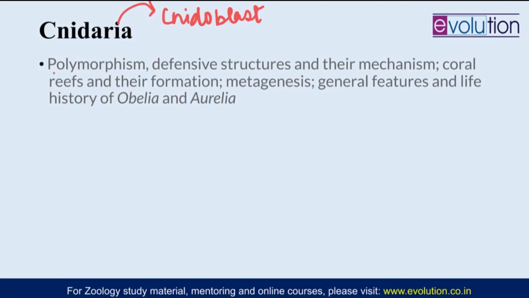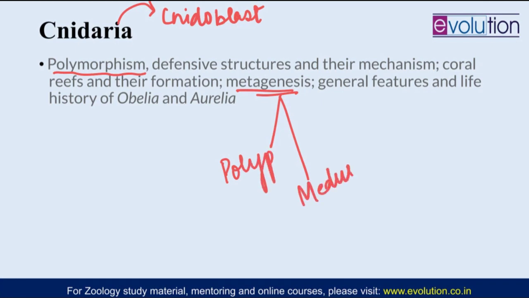So polymorphism is a very important topic, because under Cnidaria there is a very important phenomenon called metagenesis. Metagenesis is that there are two main forms in the life cycle. One is polyp and the other is medusa, and polyp reproduces asexually to form medusa, and medusa reproduces sexually to form polyp, and that is something which is known as alternation of generation or metagenesis.